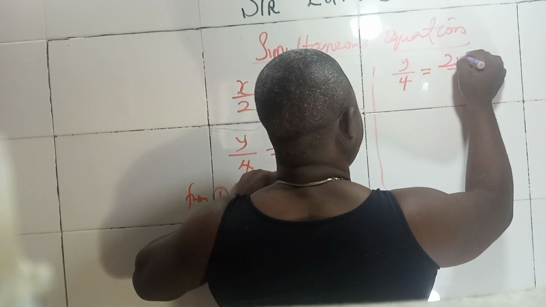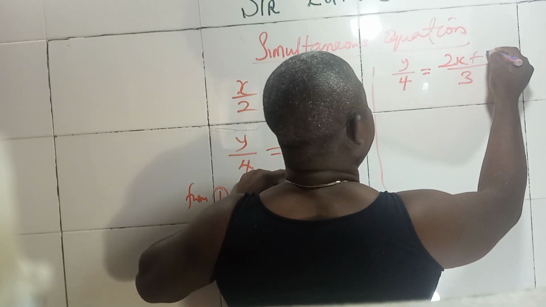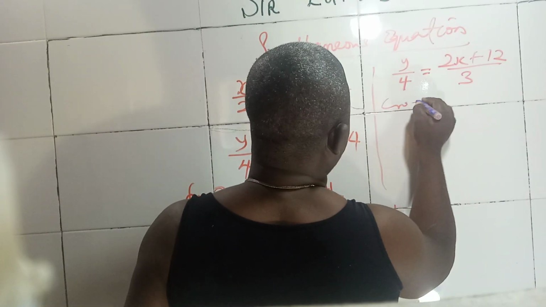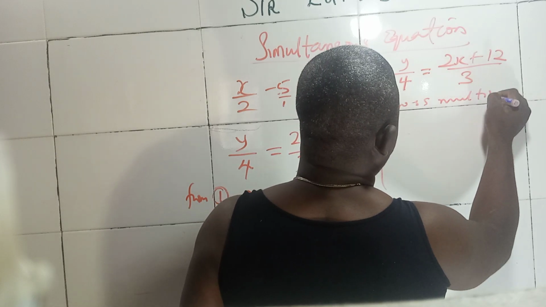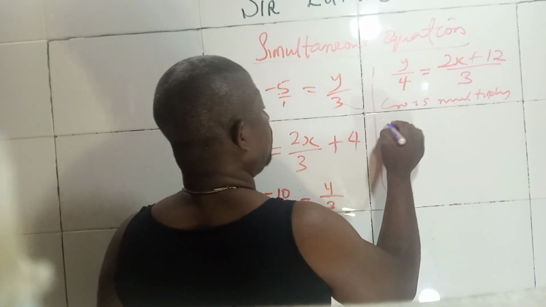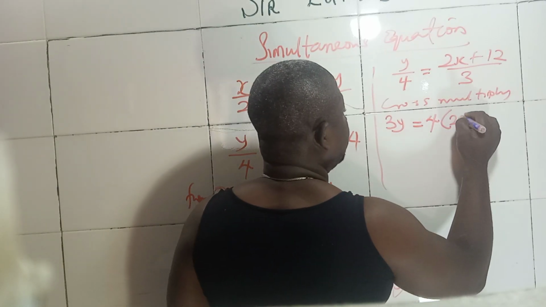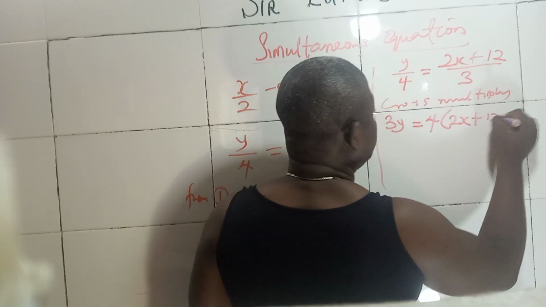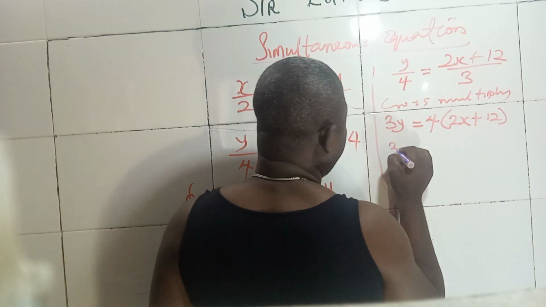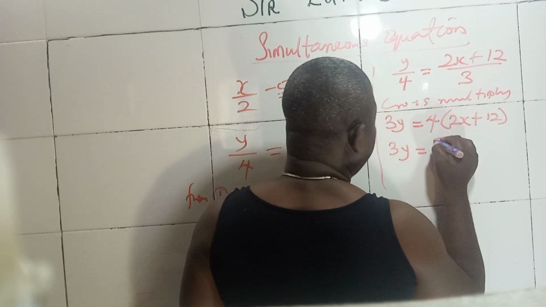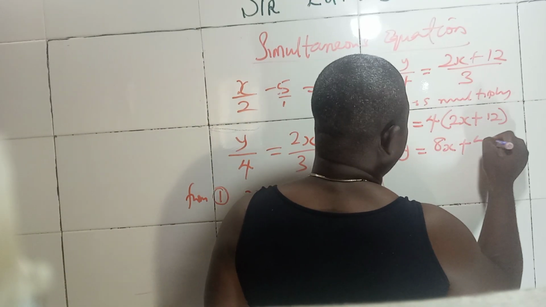2x plus 3 times 4, that's 12. So you cross multiply. So when you cross multiply, you have 3y is equal to 4 into bracket 2x plus 12. So you now have 3y is equal to 8x plus 48.